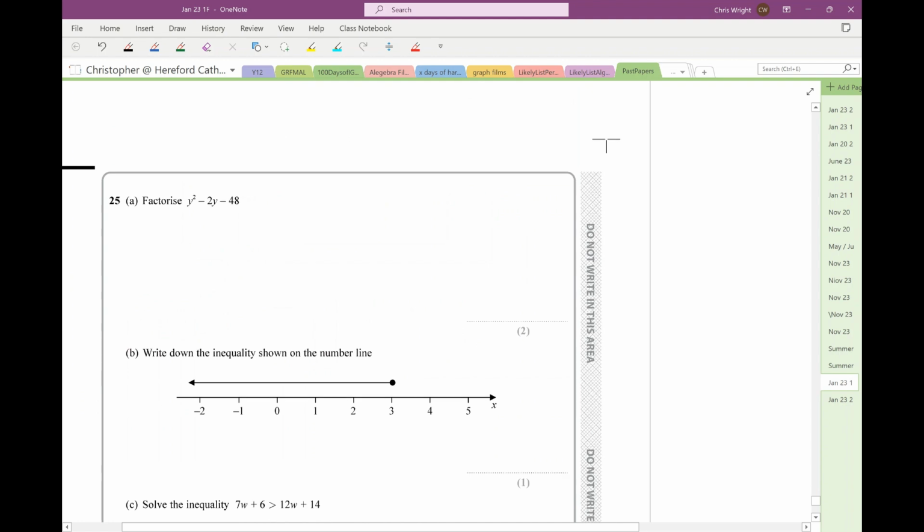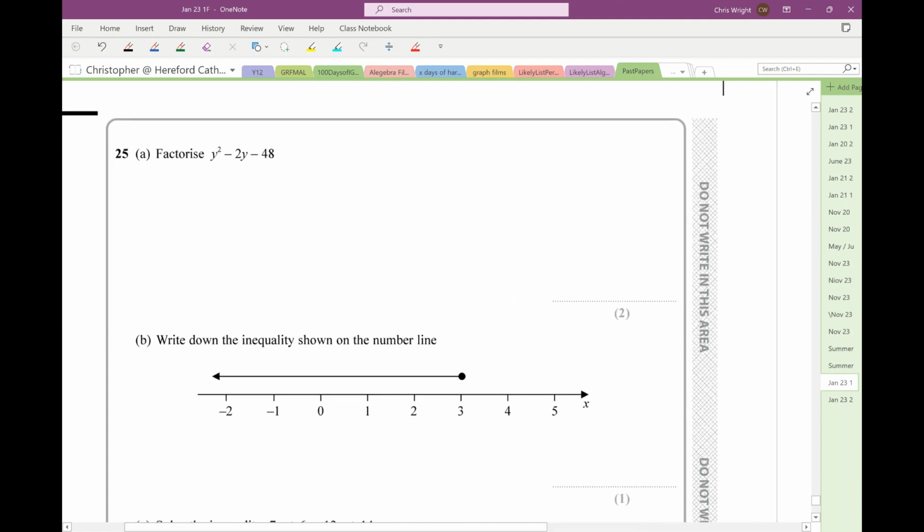Question 25. Factorize. Right, now that's a quadratic, so it's going to go into 2 brackets. I'm going to have y and y. Now I see that my 2 numbers multiplied to a negative. So I know immediately it must be a plus and a minus. And now I'm looking for factors of 48 that will end up with minus 2y. So I'm going to have 6 plus 6 and minus 8.